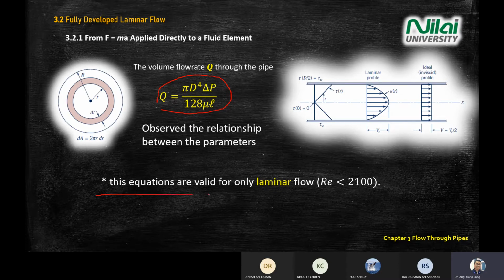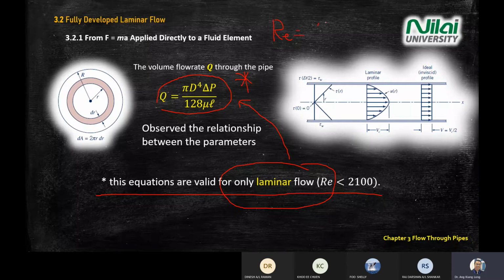Take note of this statement. This one, Q equal to pi D power 4 delta P divided by 128 mu L, is valid only for laminar flow. Okay, take note. Meaning, if you solve the question, you try to find the Reynolds number equal to something. From there, you can tell whether it's laminar or turbulent. If laminar, you need to find Q, you use this equation. If turbulent, don't use this one, because this equation only applies for laminar flow. It is the magic number 2100.